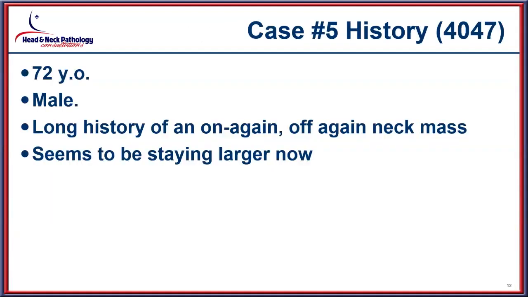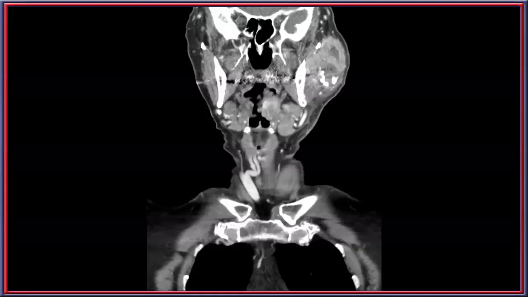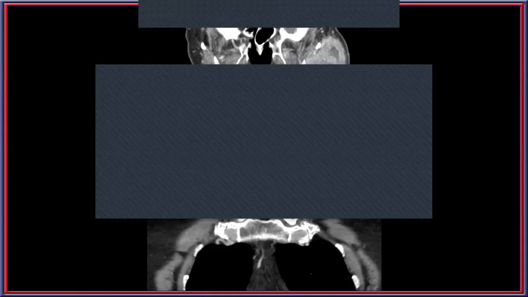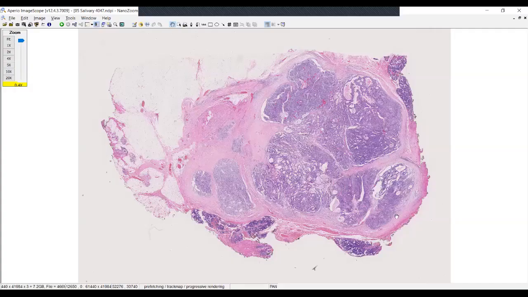Case number 5 is a 72-year-old who had a long history of an on-again, off-again neck mass, and it seemed to be staying larger at this particular time. You will notice a very large lesion here where there is an area of calcification present in the background. So let me go and share what you would see in this example.